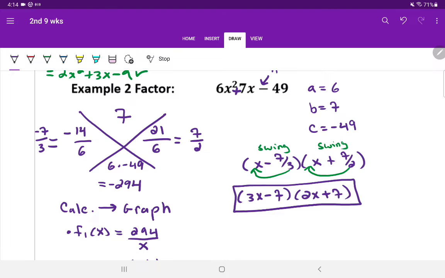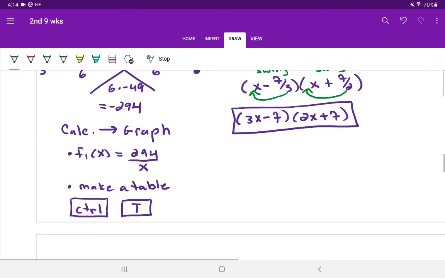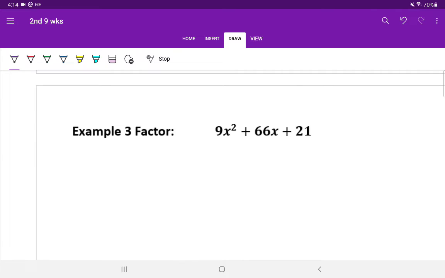All right, one last example. We've got 9x squared plus 66x plus 21. Again, a little foreshadowing early, but if it's a plus there, we're going to get 2 positive factors. And how do I know if it's a plus sign? It will be whatever sign's in front of it. This one here is in standard form, but there is a GCF.